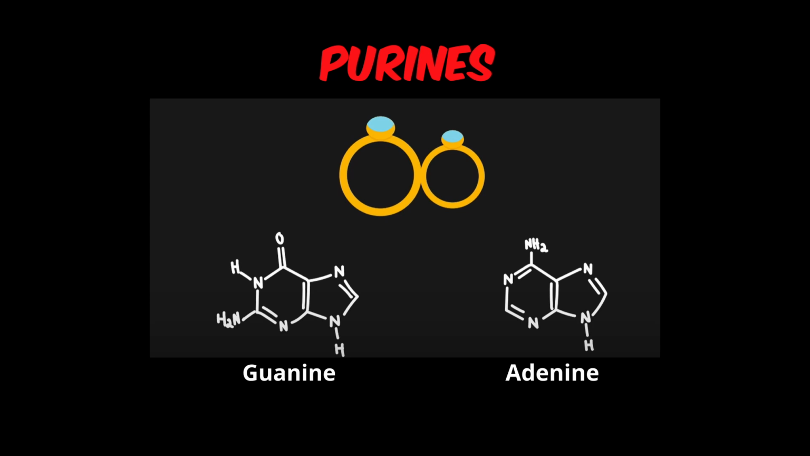For the purines, I remember it as "pure as gold," where the A in "as" stands for adenine, and the G in "gold" stands for guanine. And gold reminds me of a pair of gold rings, which will be important for its structure having 2 rings as opposed to pyrimidines' 1 ring. So, we have our adenine and our guanine.